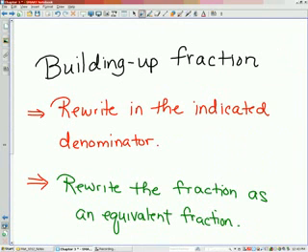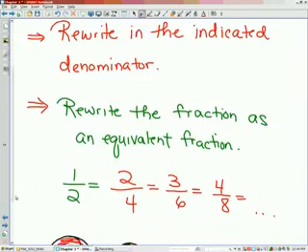Before we can start adding unlike fractions, we need to talk about what I call building up a fraction. Now you'll probably never see that term building up a fraction in your book. You'll probably see it in directions similar to these. Rewrite in the indicated denominator, or rewrite the fraction as an equivalent fraction. But I really like the terminology building up fractions because that is exactly what you're doing. You're building your fraction up to a higher denominator.